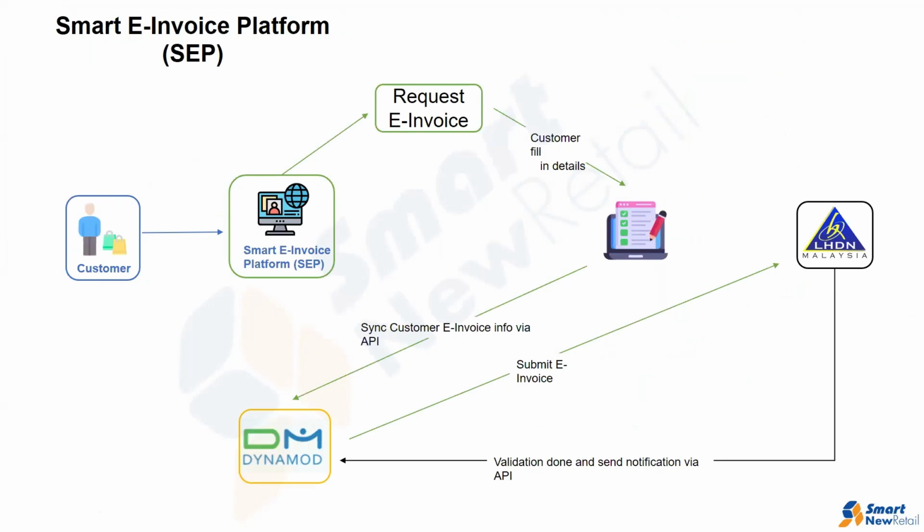So this is for our SAP, our e-invoice platform. So the customer scans the code to our SAP, fills in the information, and it syncs to Dynamod. Dynamod will sync to HDN, and HDN will get back the validation to our Dynamod. This is the flow.